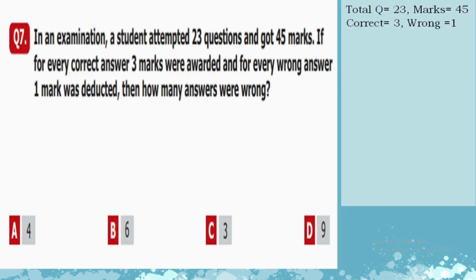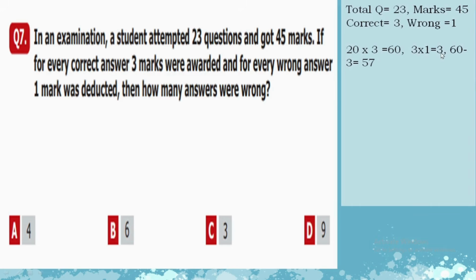If 3 marks are given for correct answer and 1 mark is deducted for wrong, so how many questions are wrong? So let's see. For example, out of 23, let's suppose that 20 were correct. So each question was of 3 marks. So 20 multiplied by 3, so total 60 got. And out of 23, if 20 were correct, so 3 were wrong.